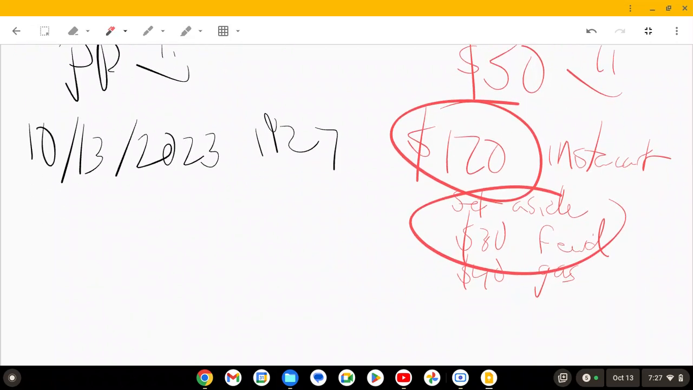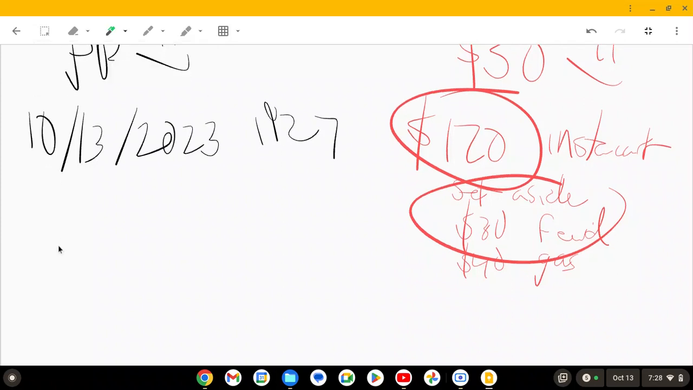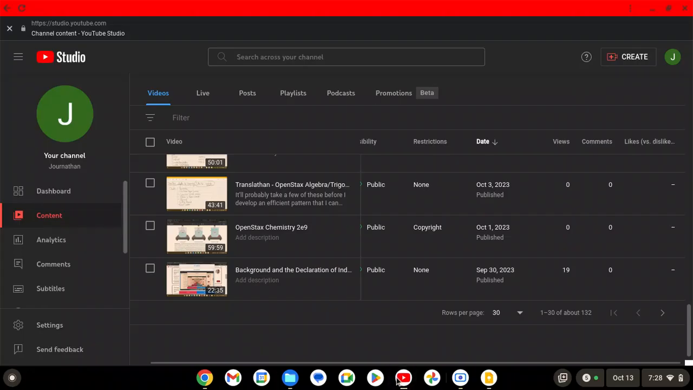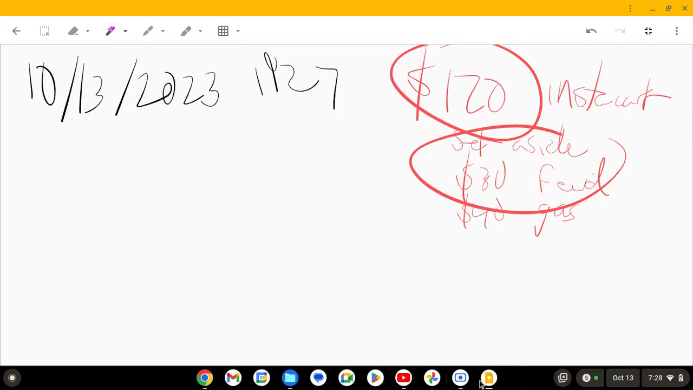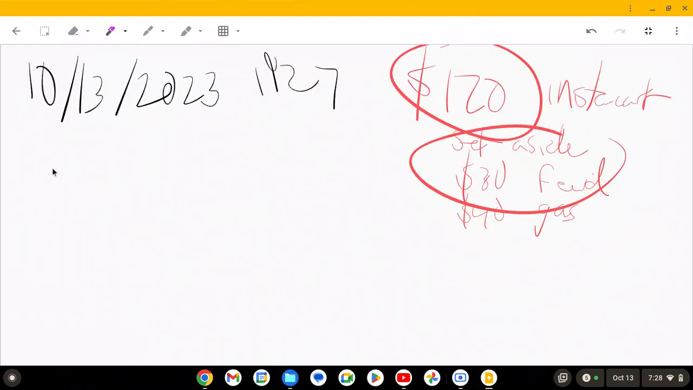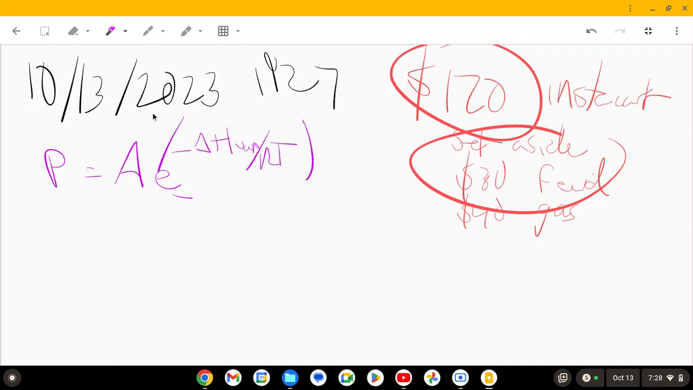All right. Let's do green. Let's do purple. Equation work will be done in purple because purple is my favorite color. So P equals A e to the negative delta H vap over RT, and just put that in parentheses.